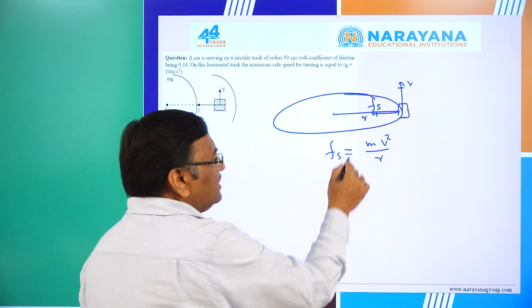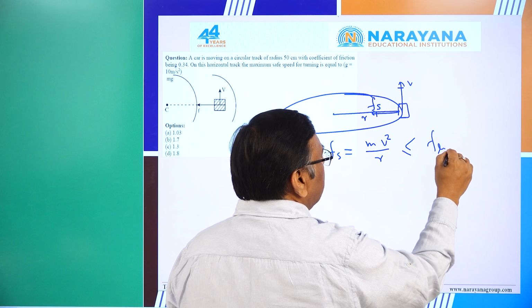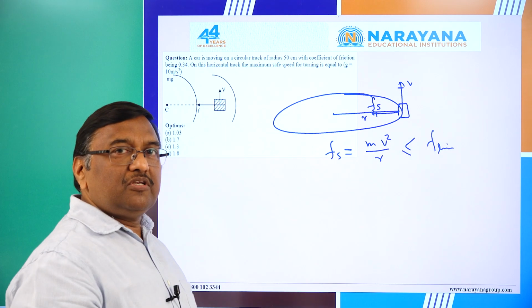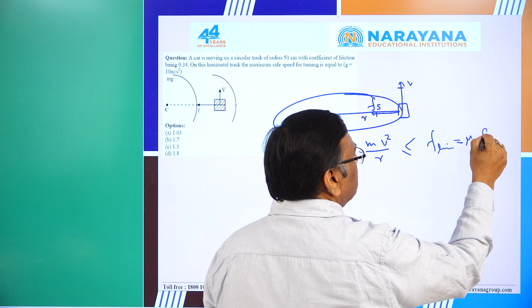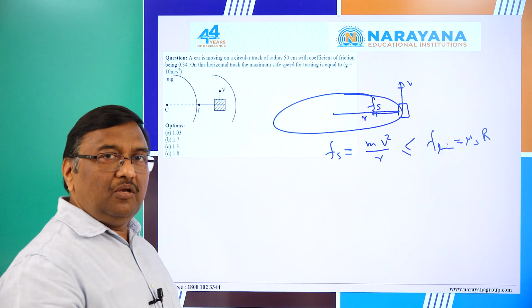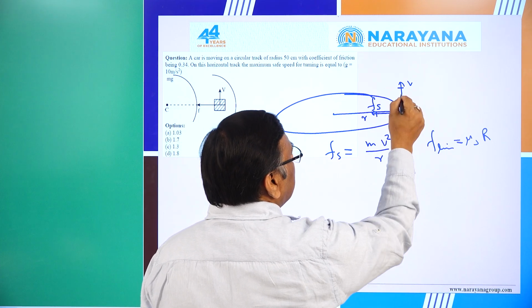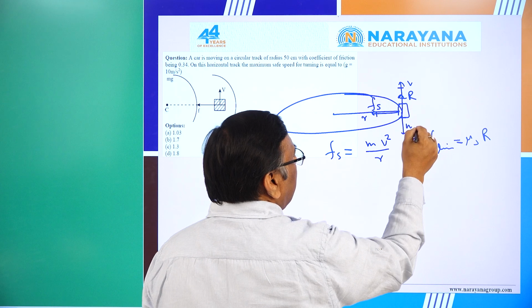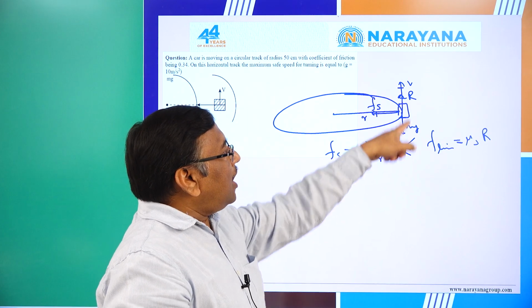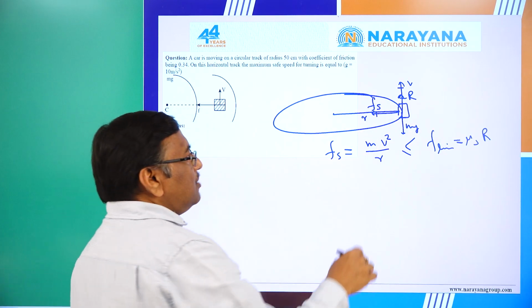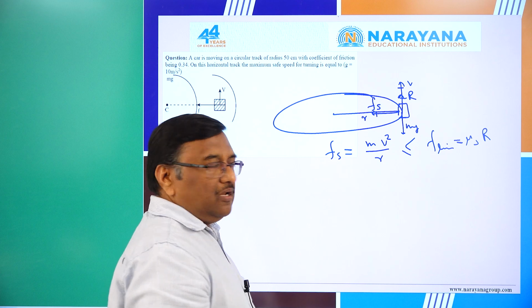Now Fs is my static frictional force, but static frictional force is always less than or equal to limiting frictional force. What is my limiting frictional force by definition? Limiting frictional force is mu s into R, that is coefficient of static friction into the normal reaction. On this horizontal surface, as is obvious from the diagram, the normal reaction R will be acting in the upward direction and mg in the downward sense. As there is no motion in the y direction, R must be equal to mg. Just try to understand, v is in a horizontal plane, R is in a vertical plane, no problem.